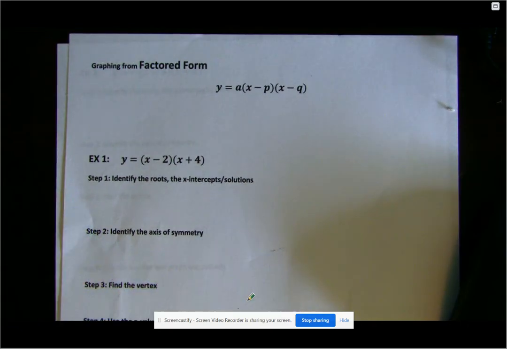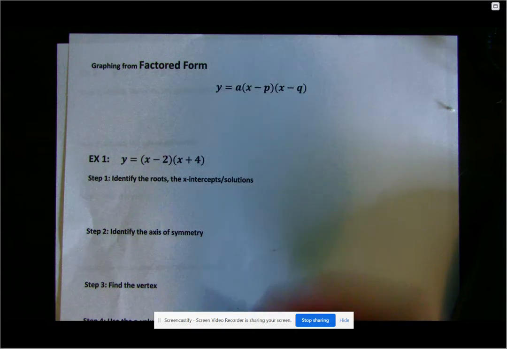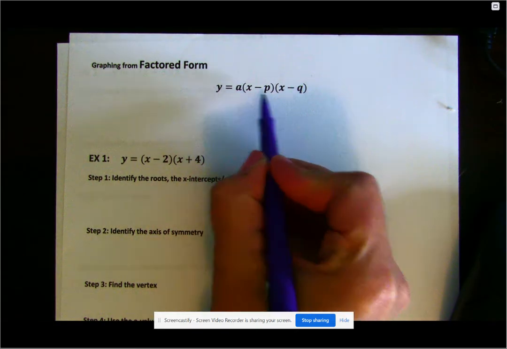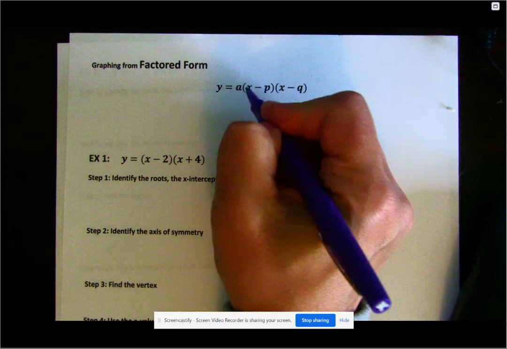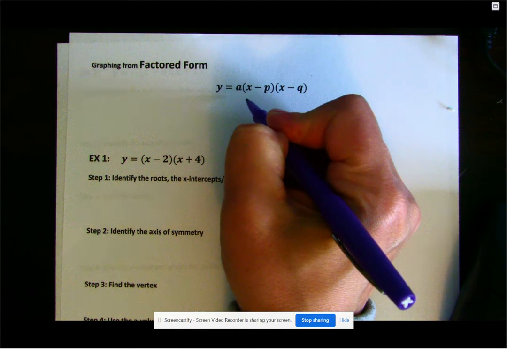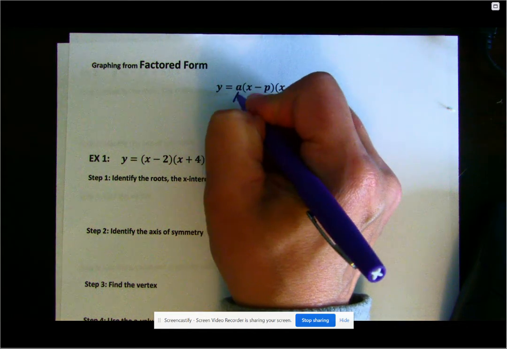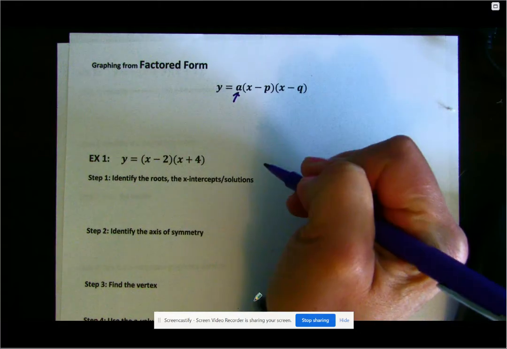Hey everybody, this is Miss Eisencraft, and I'm going to discuss today how to graph from factored form. Factored form is just another way to write the quadratic function, and when it's written this way, different features are showcased. You'll recognize it because it has been factored, or unmultiplied. If there's an a value other than 1 or -1, that will be out front, and that will always tell you if it opens up or down.